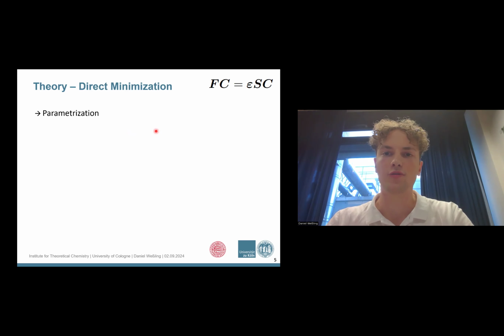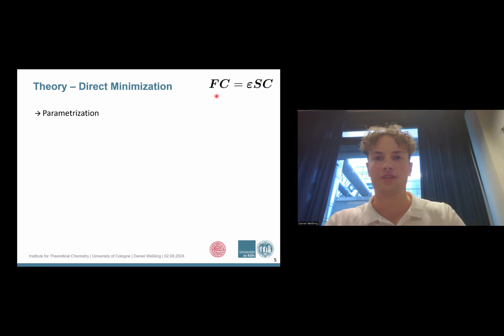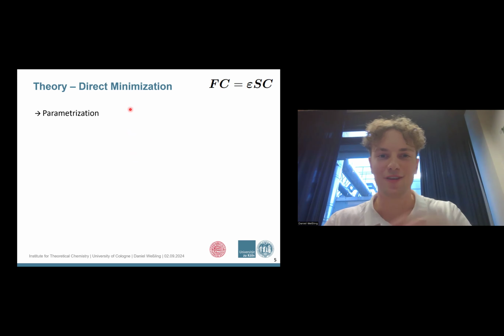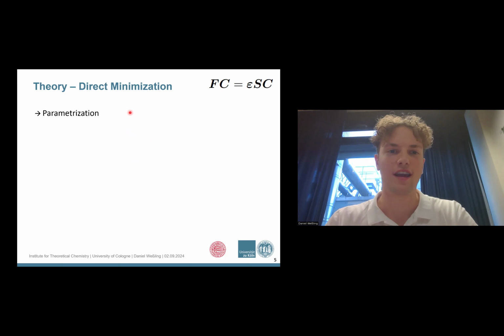So how do we actually optimize it? We could do this matrix solving technique over and over again, but there's a much more efficient approach that has been developed, where we make use of calculus. And in order to make use of calculus, we have to have some kind of parameter that we can vary. And for that, we have to do a parameterization. This is what is shown here with this equation.